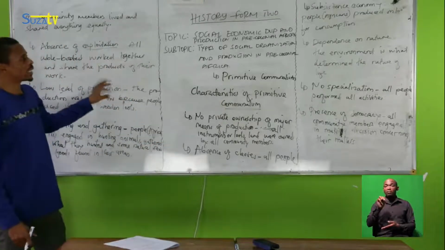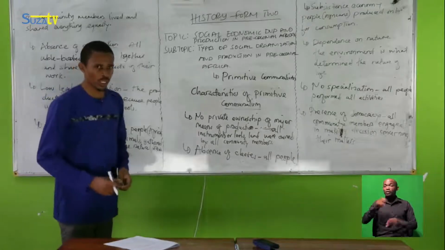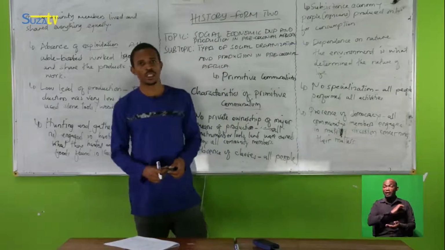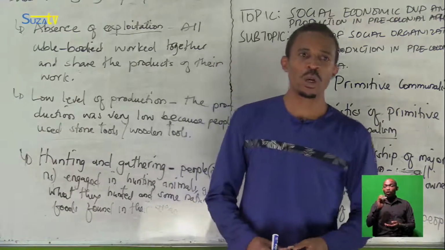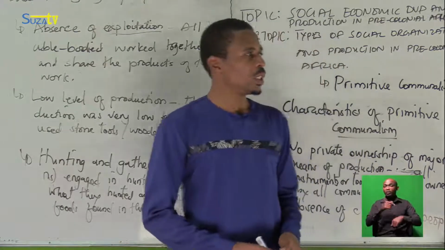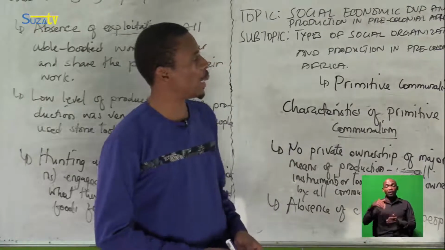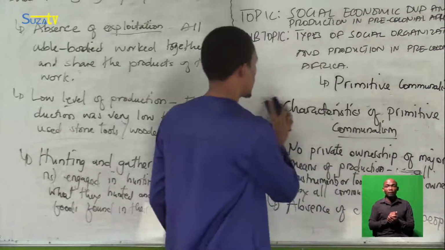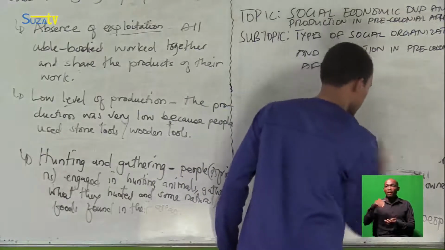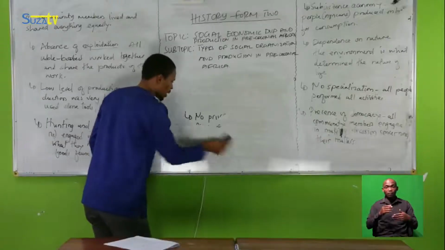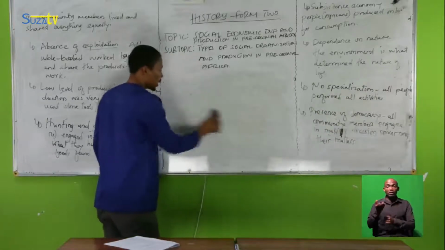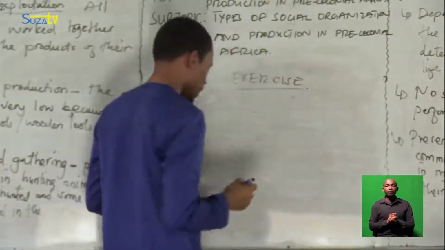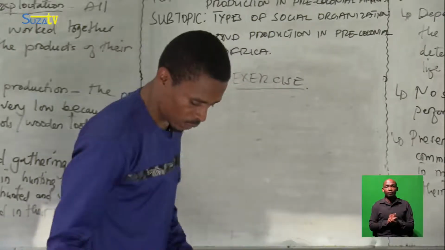So these are the characteristics of primitive communalism. I hope you have understood our today's lesson, and you are now able to explain the characteristics of primitive communalism as we have discussed. It is your time to revise what we have discussed today. Then don't forget to do the following simple exercise.